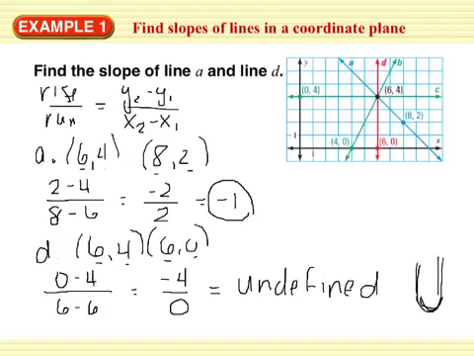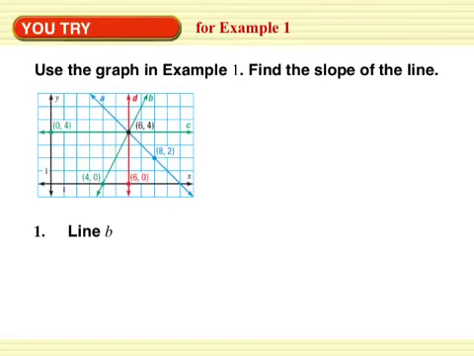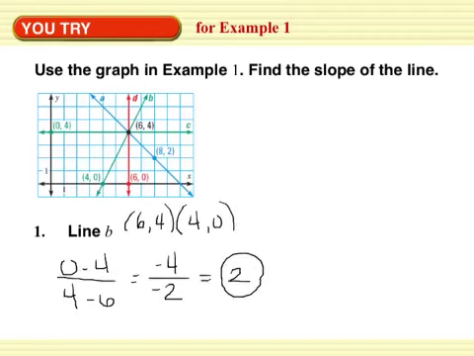Okay, you try this one. Push pause and try it on your own. You're looking at line B. There you go. I chose the two points, did change in y over change in x, and got a slope of 2.